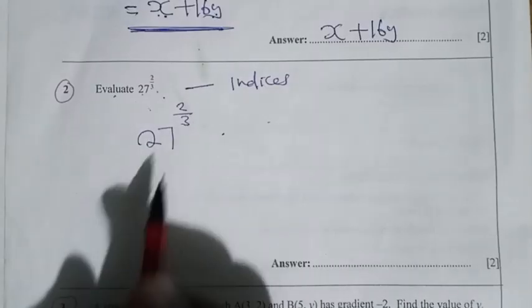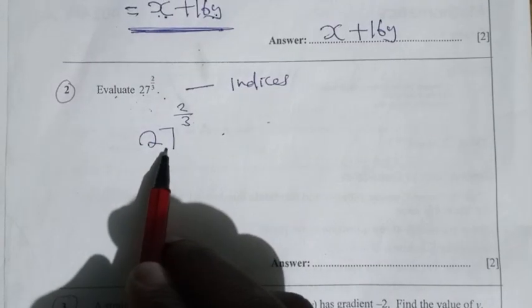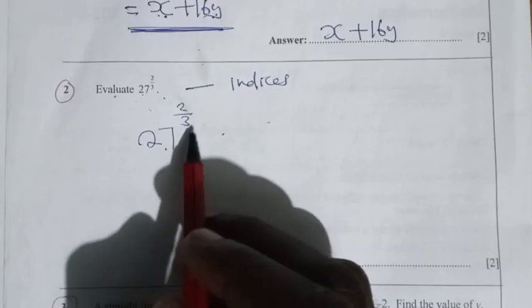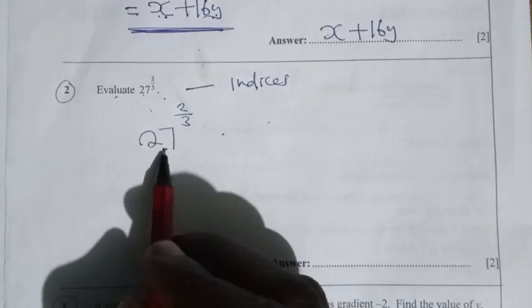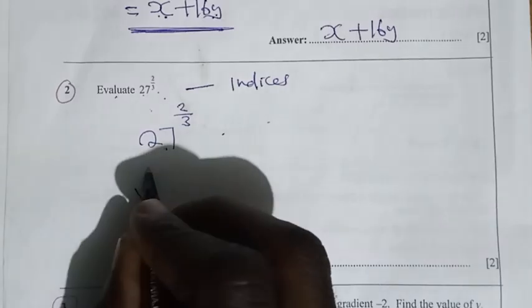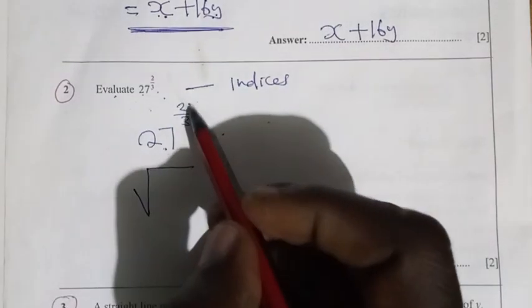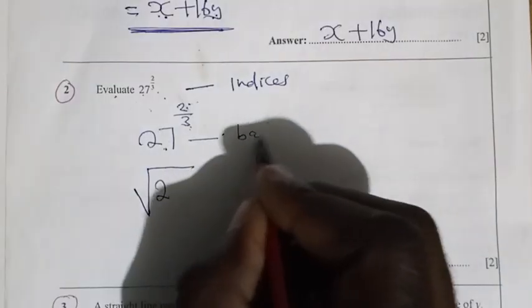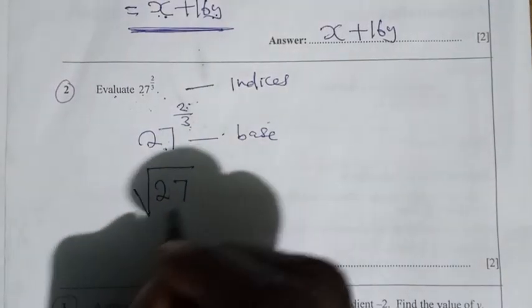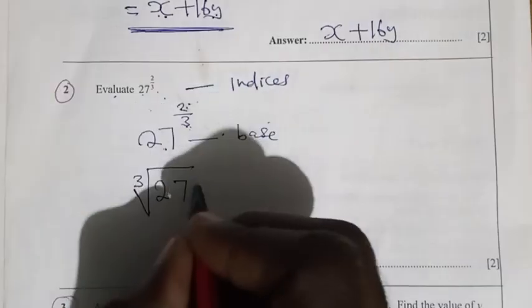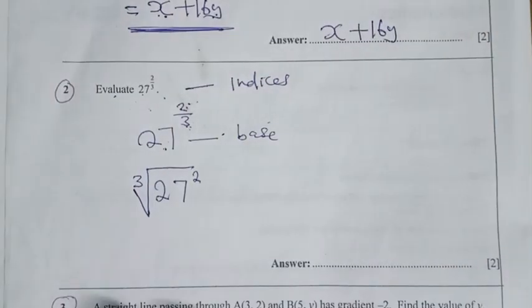When I have something like this, there are two approaches you can use. The power is the index. This power is a fraction, and we have the base. This can be written as a root when the power is a fraction. You maintain the base, 27. The denominator will come behind as the root, and the numerator will be the power inside.